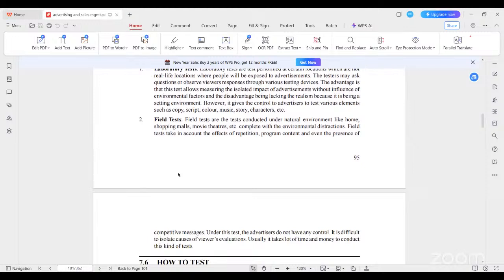Field tests are tests conducted under a natural environment like home, shopping malls, movie theaters, etc.